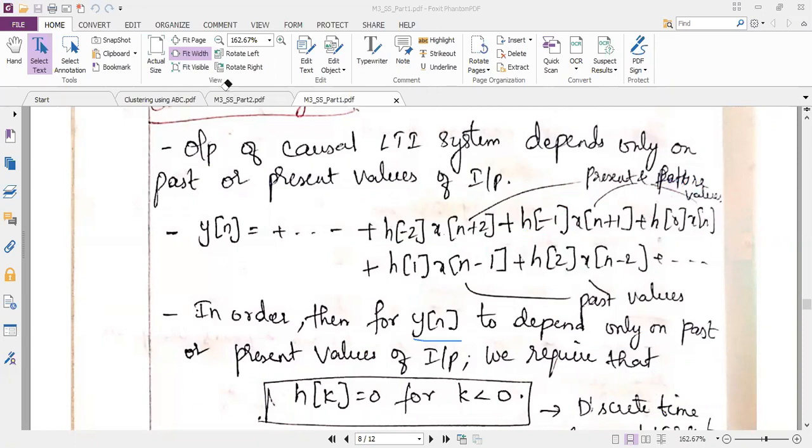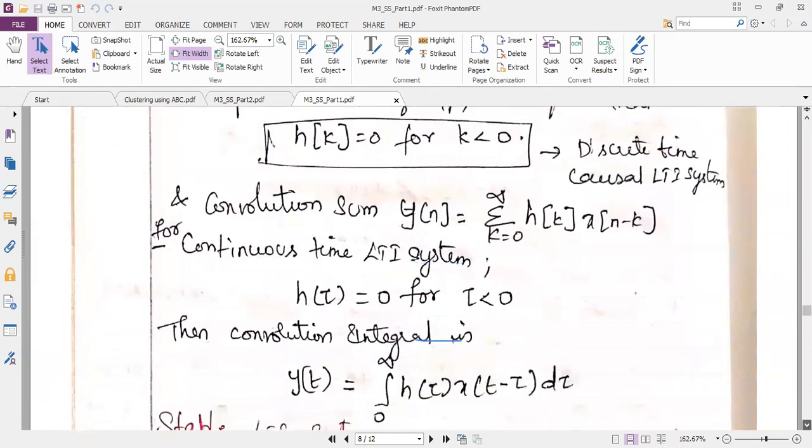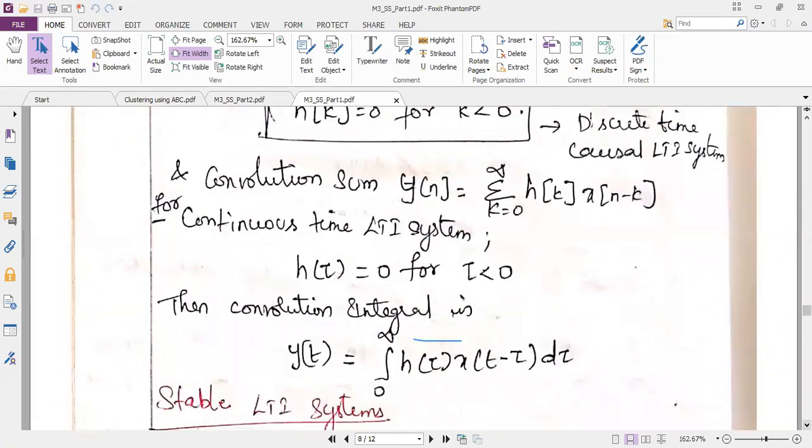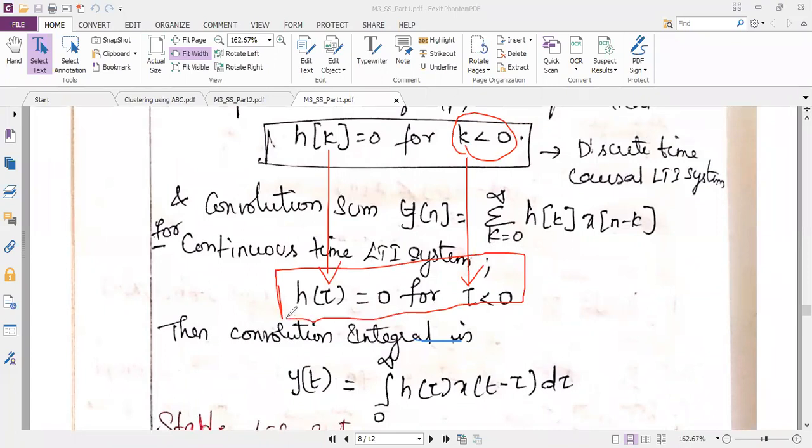Similarly, I want to write the equation for the continuous time system. For the continuous time system, you know how to map it. So let me just scroll the screen a little up. So k becomes tau, and instead of k here it is tau, except that everything remaining is the same. h of tau is equal to 0 for tau less than 0.